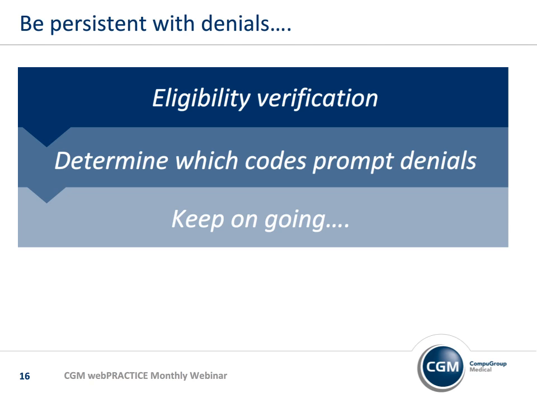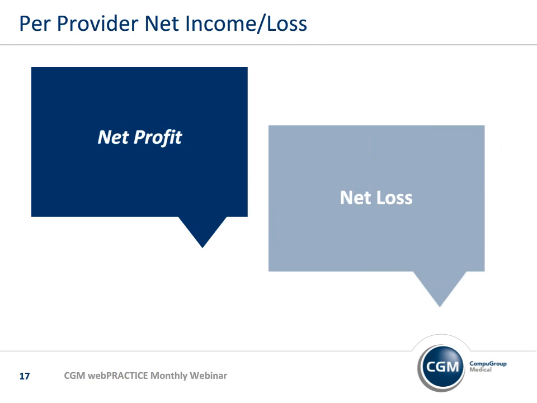Organize denials into categories such as eligibility, coding, non-covered, and authorization or referrals. Analyze the data and develop workflows to reduce the denials. Determine the per-physician net profit or loss to identify opportunities for maximizing appointment slots and increasing practice productivity.